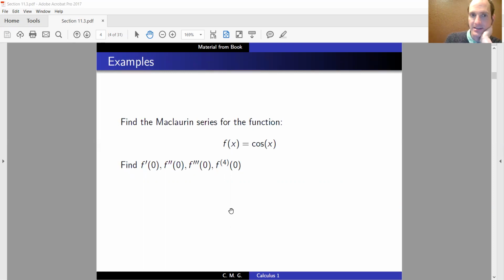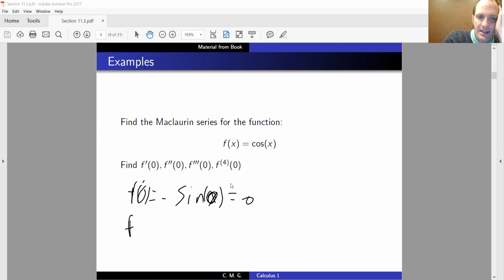Find the first derivative at 0, second derivative at 0, third derivative at 0, fourth derivative at 0, and so on, right? And so what do I get here? Well, the first derivative of cosine is negative sine of x. Oh, but I plug in 0, so this is f prime of 0. And sine of 0 is 0. So the second derivative at 0 is negative cosine of 0, which is -1.